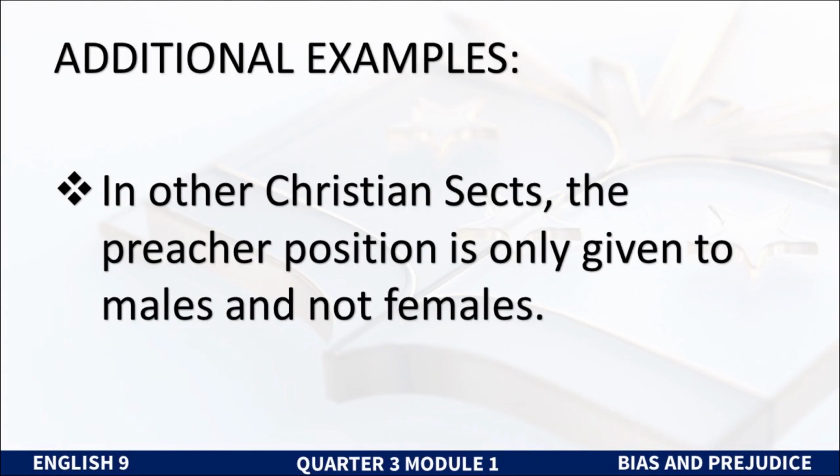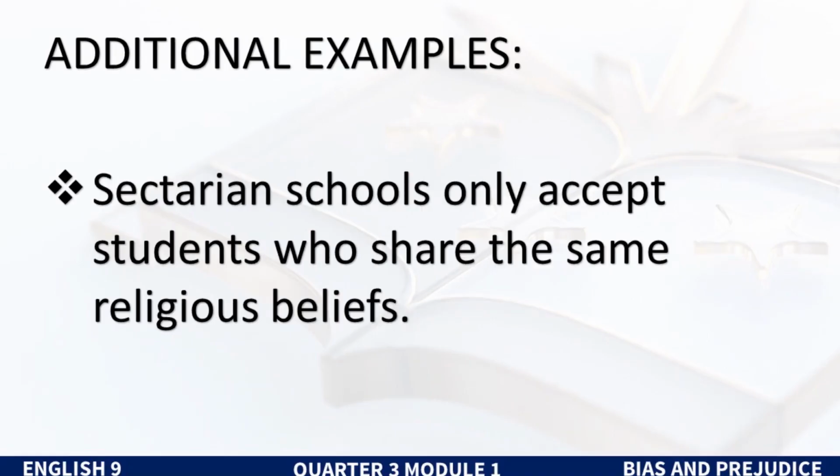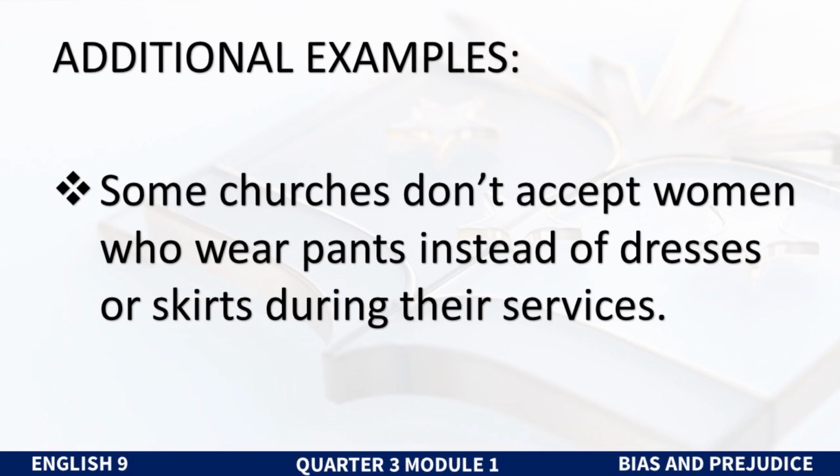For example, in other Christian sects, the preacher position is only given to males and not to females. Another example is sectarian schools only accept students who share the same religious beliefs. Or some churches don't accept women who wear pants instead of dresses or skirts during their services.